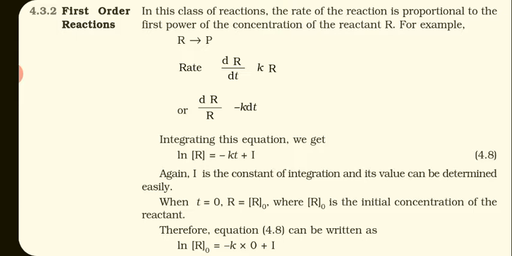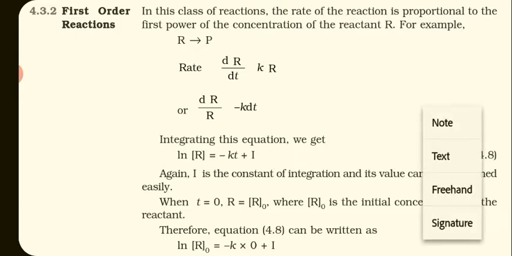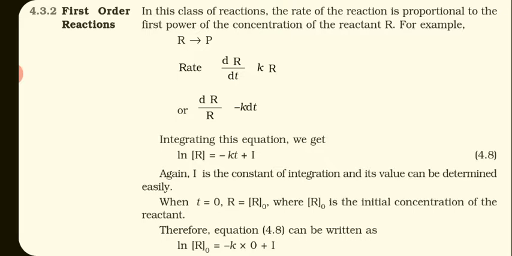In this class of reaction, the rate of reaction is proportional to the first power of the concentration of the reactant R. For example, consider a chemical reaction in which reactant R is converting into a product P. R arrow P means reactant R is converting into product P. For this reaction, rate is equal to minus dR upon dt is equal to kR, or dR upon R is equal to minus k dt.